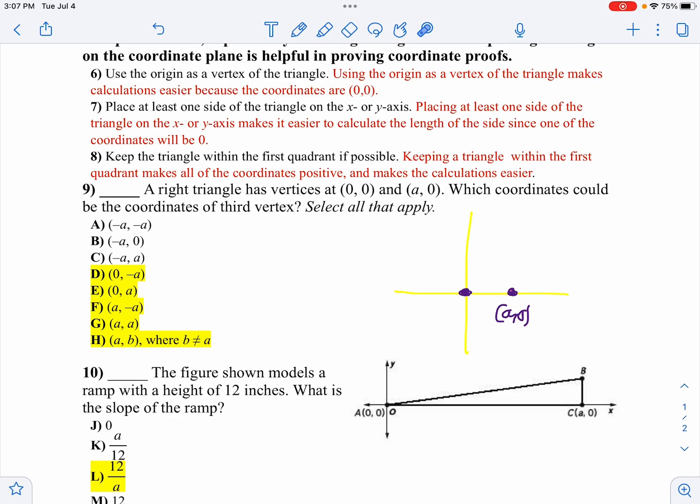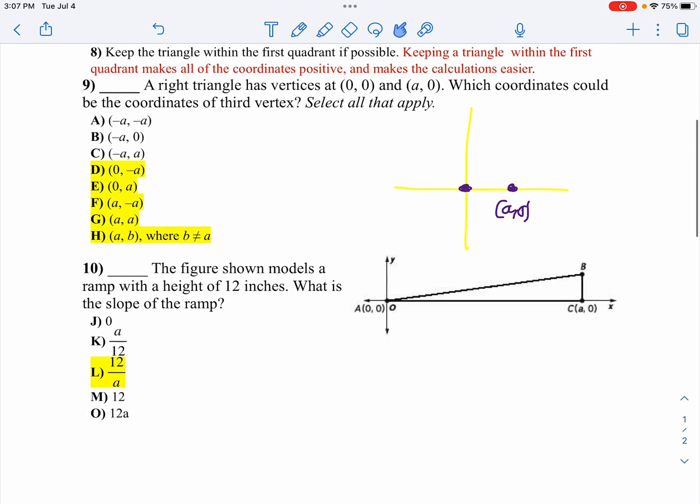And if I go over A and up B, no matter how I do that, I would still have a right triangle. If I look at number 10, I'm given this model, and we know it has a height of 12 inches. So that makes point B going to have the coordinates over A and up 12.